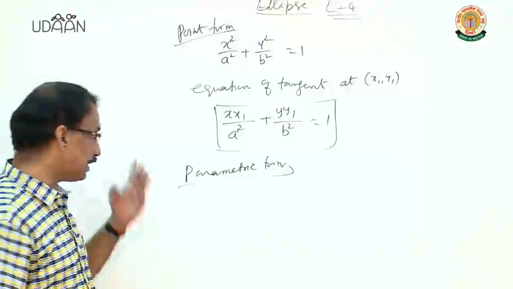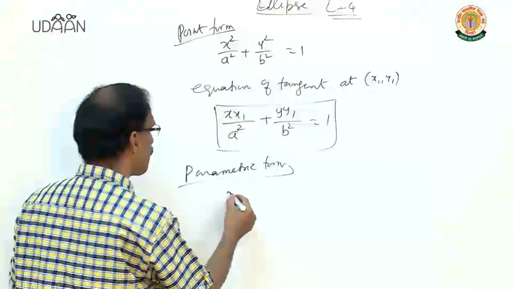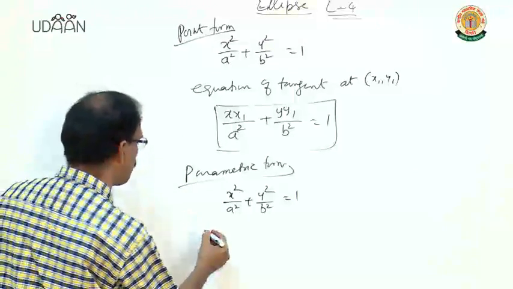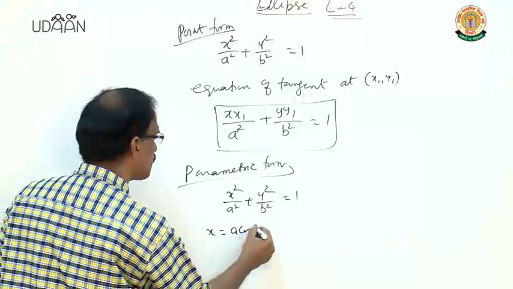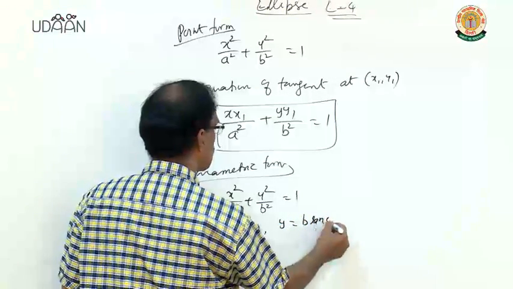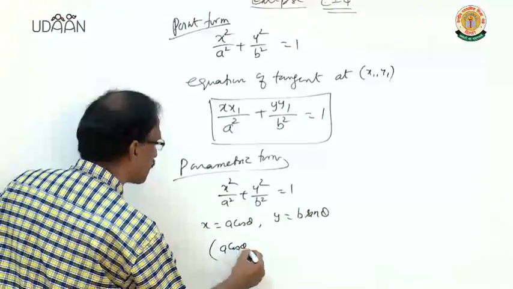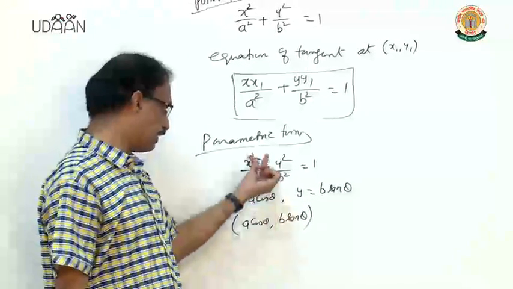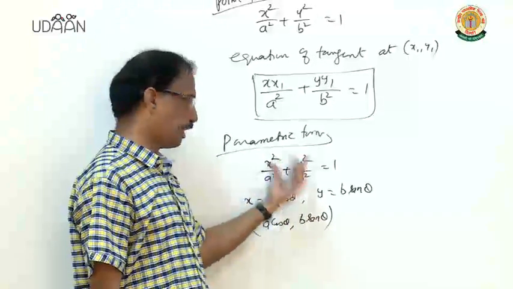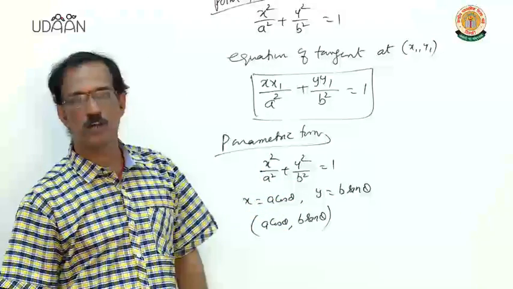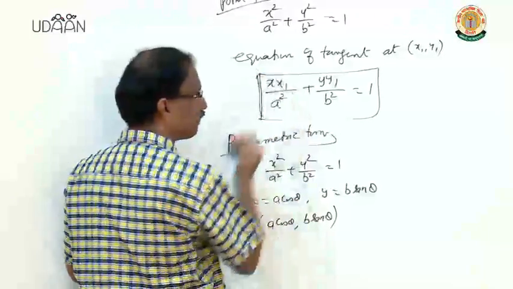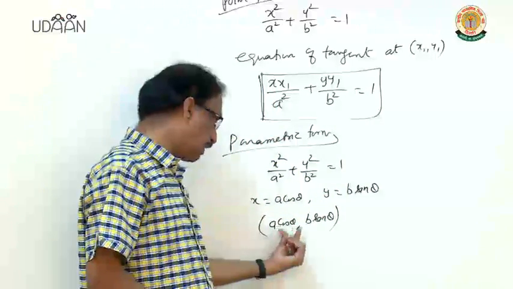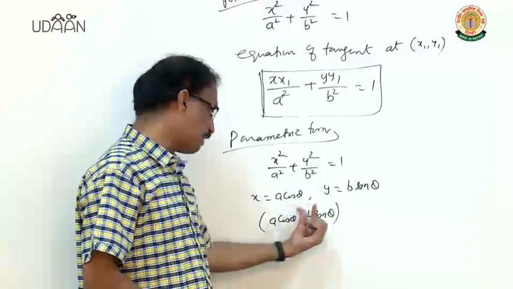In this parametric form, you already know the parametric form of the ellipse x square by a square plus y square by b square equal to 1. It is x equal to a cos theta, y equal to b sin theta. So let us take the coordinates (a cos theta, b sin theta). This point is lying on the ellipse. So if you are drawing the tangent at that point, what can be the equation of the tangent? We already know the point form, that is x x1 by a square plus y y1 by b square equal to 1. So in this, what are your x1, y1? Your x1, y1 are a cos theta, b sin theta.